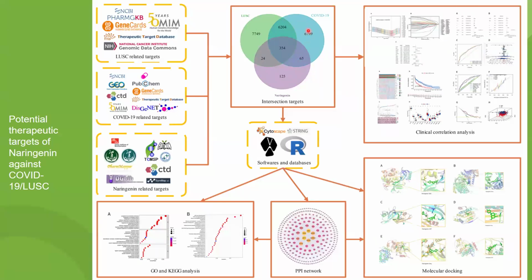Yes, sir. So blue is the COVID-19 targets. There are almost close to 6,799, less than your 1,000 compounds' genes combined. Here cancer has 7,700. Together, there are common genes which are close to 6,200. When it comes to your plant, the plant has maybe more than 500 targets. Among that, 65 are matching with COVID-19, and 24 are matching with cancer. Together, there are 354 common genes.